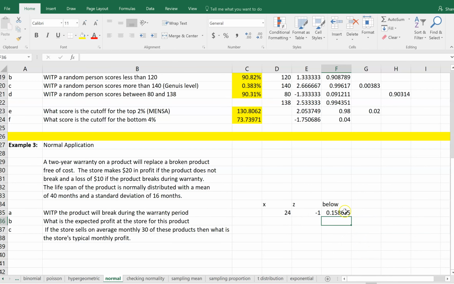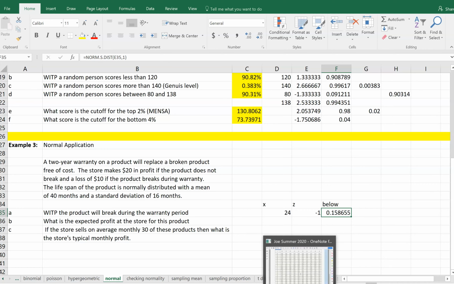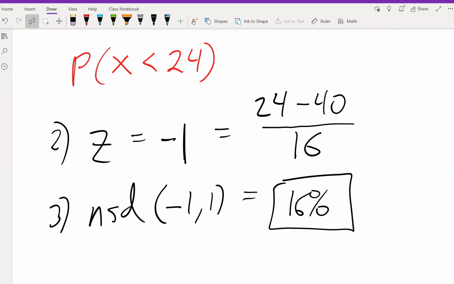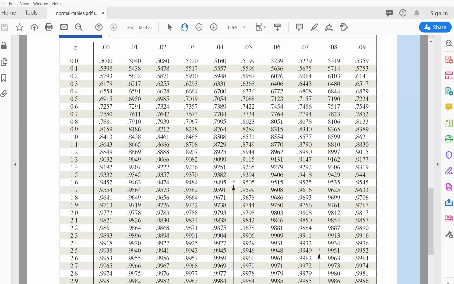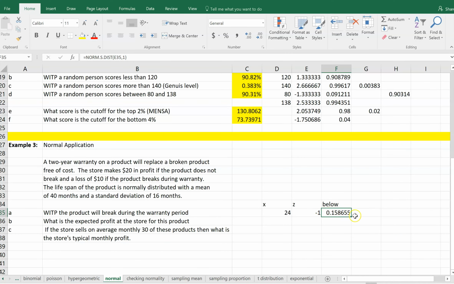And so the most accurate answer for the area below would be 15.86%, which, when you round, is 16%. So I know my nice easy round, the answer was 16% chance. Again, the accurate answer is 15.865% if you care. Awesome. So that's the answer to part A. The probability the product will break during the warranty period is 15%, just over 15%.